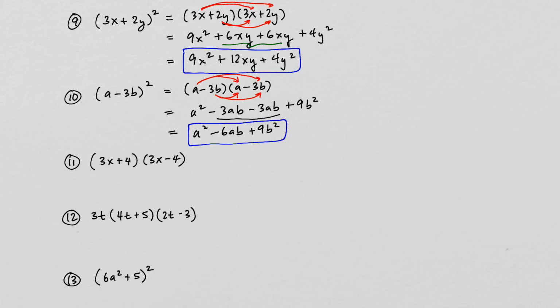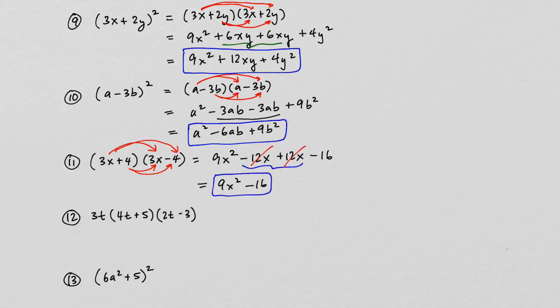Number 11 is a little bit different. In number 11, notice that you have two factors that appear to be similar, but not exactly the same. And that's because they have different signs in the middle here. So we approach this the same way. Doing the multiplication, 3x times 3x is 9x squared. 3x times negative 4 is negative 12x. Positive 4 times 3x is positive 12x. And finally, positive 4 times negative 4 is negative 16. Once again, we can combine like terms in the middle. And notice this time that the negative 12x and the positive 12x cancel each other out. And so we end up with 9x squared minus 16.